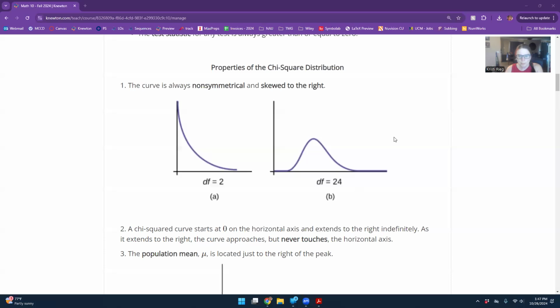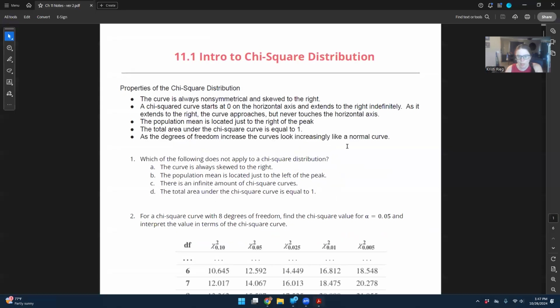Morning. In this video, we are just going to talk about the very beginning of goodness of fit tests. So we're in the beginning of chapter 11. This video is very short and sweet because we're just talking about some of the basic rules. And so first off, we have the intro to chi-square distribution.